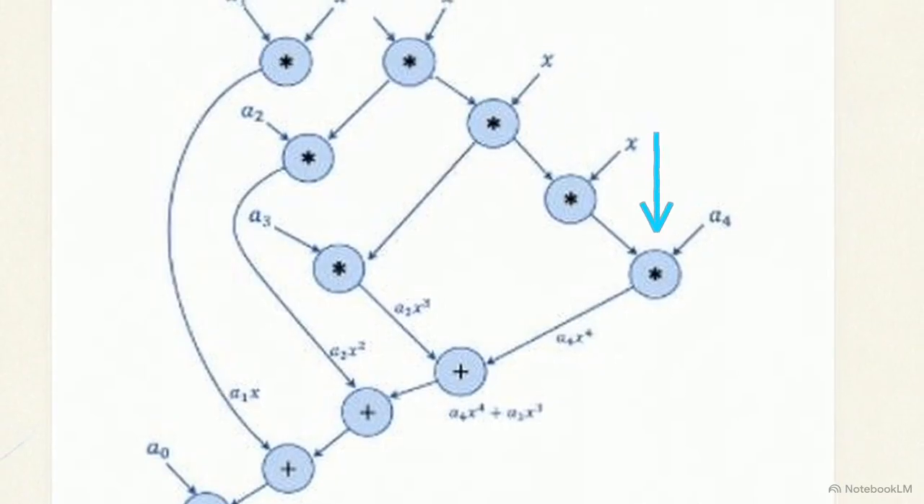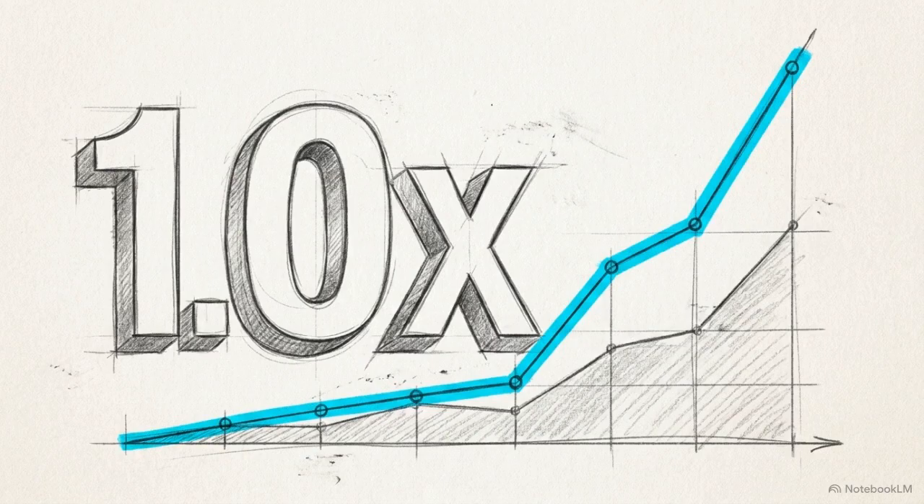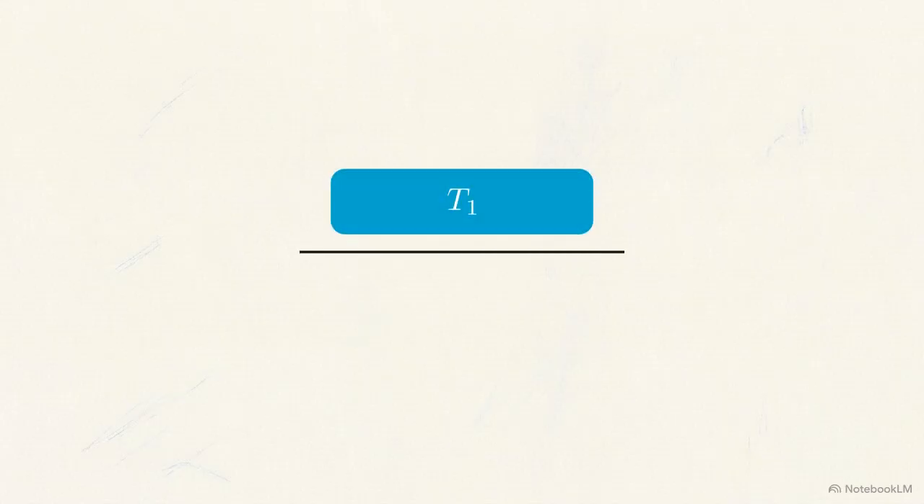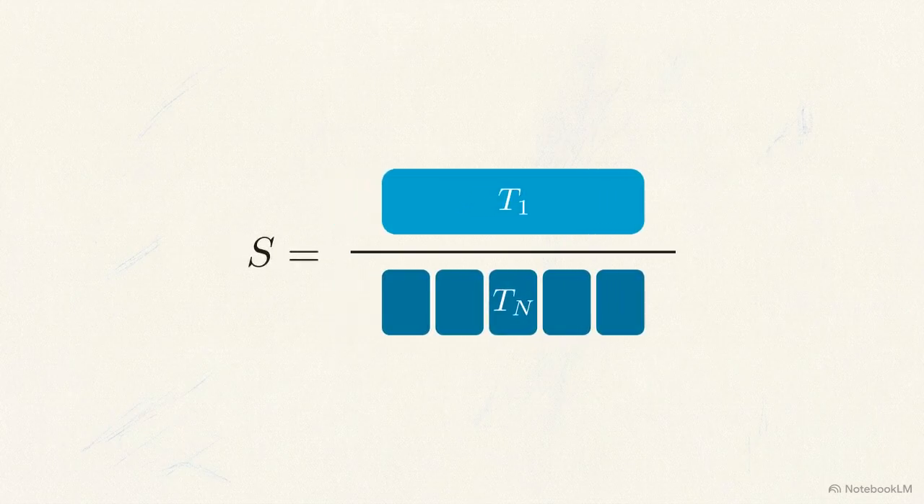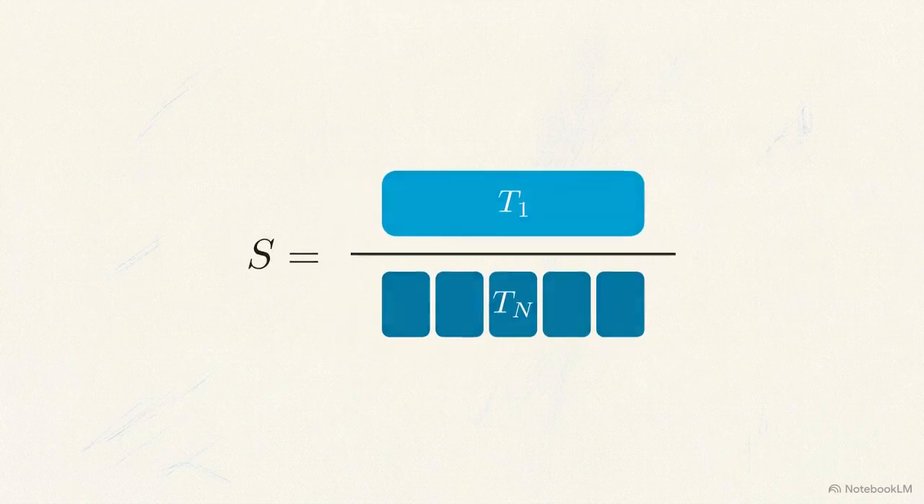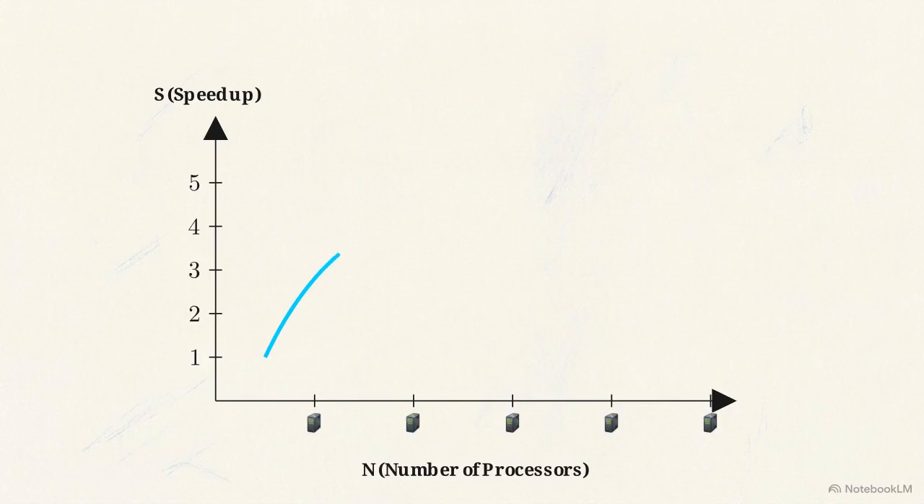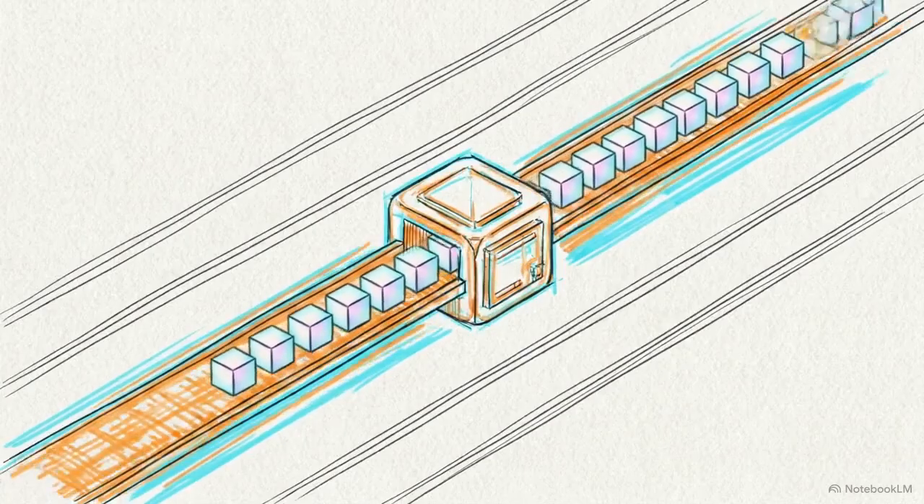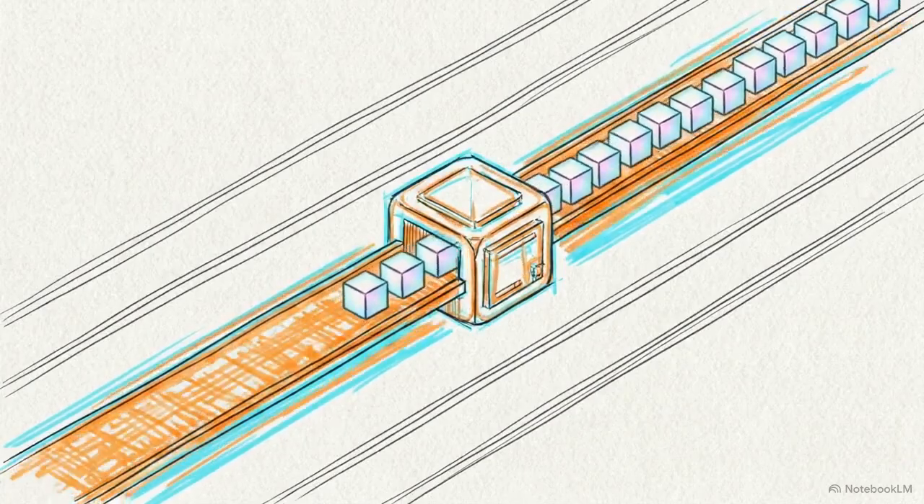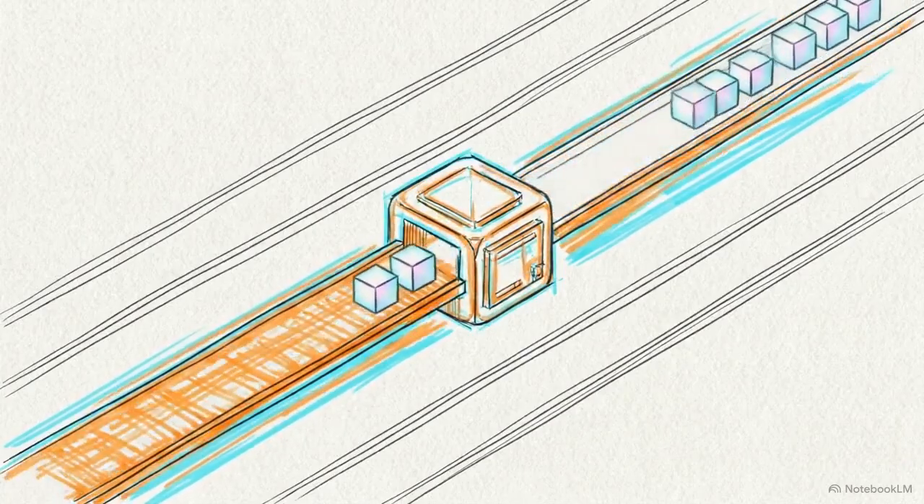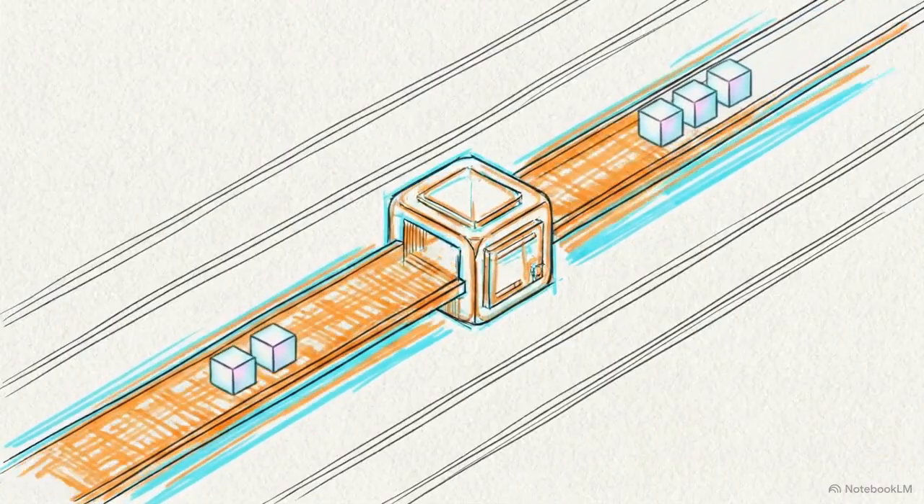They must run sequentially. We measure this efficiency through parallel speedup, which is simply the time it takes to execute a program on a single processor, divided by the time it takes to execute it across multiple processors. As you add more servers to process a task, the speedup initially rises, but eventually you hit a hard ceiling. Once all the independent tasks are distributed, the entire system has to sit and wait for those sequential bottleneck instructions to finish one by one.